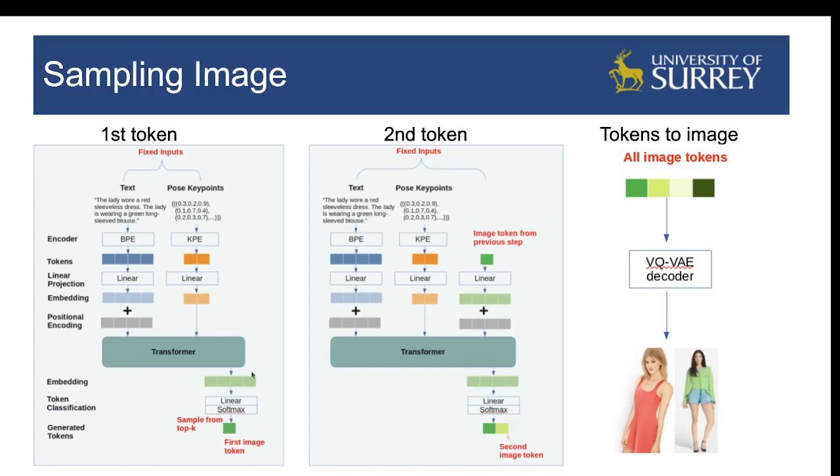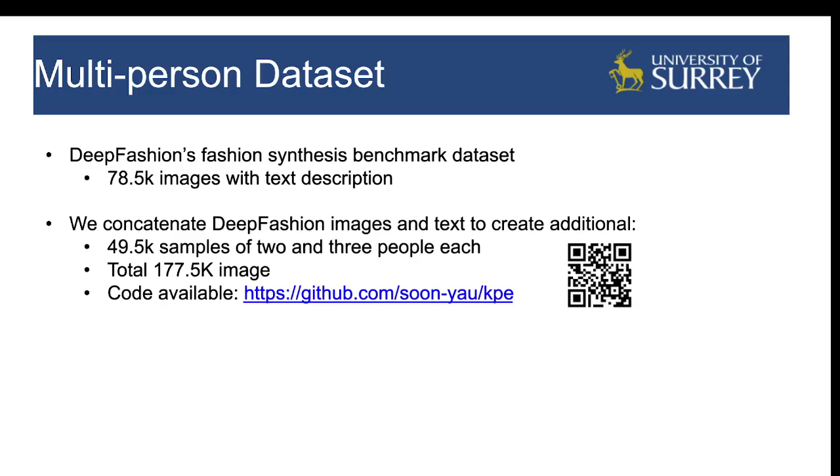By the way, after we run one forward pass, we don't take the token with the highest probability. We sample with some randomness. We take the top 5% of tokens with the highest probability and then sample randomly. That gives us some random variation in the image.